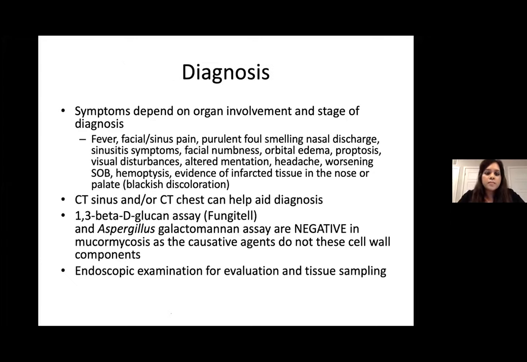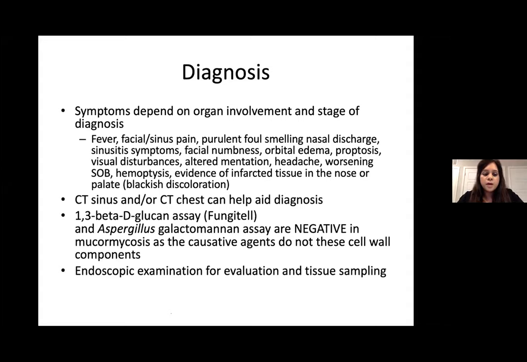So, diagnosis. Symptoms depend on the organ involvement and stage of diagnosis at presentation. Many times you have a combination of any of these symptoms. You will have fever, facial and sinus pain, sometimes unilateral, purulent, foul smelling nasal discharge, otherwise sinusitis symptoms, facial pressure, sometimes unilateral facial numbness, orbital edema, periorbital edema, proptosis if it's gone a little bit further along, and visual disturbances. You can have altered mentation, headaches out of the ordinary, worsening shortness of breath above baseline. If you've had COVID and you've recovered and you have worsening shortness of breath a couple of weeks down the line, development of hemoptysis, or any kind of internal or external evidence of infarcted tissue on the nose or palate, which can look like blackish discoloration.